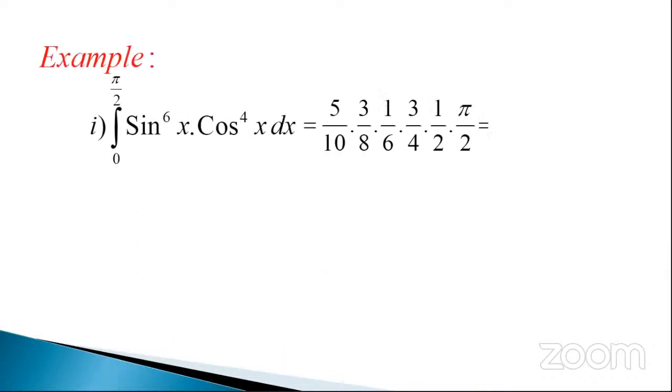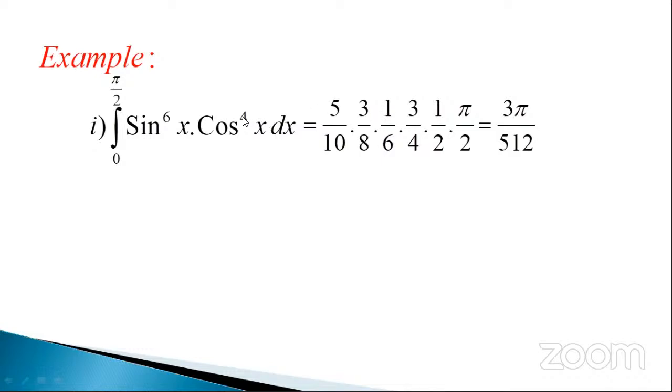Now see. M minus 1, 6 minus 1, 5 by m plus n, 6 plus 4 equal to 10. From numerator and denominator, you can subtract 2 only. You get the second step: 5 minus 2, 3; 3 minus 2, 1; 10 minus 2, 8; 8 minus 2, 6. After 1, there is no value.